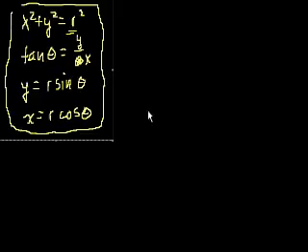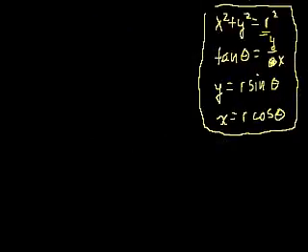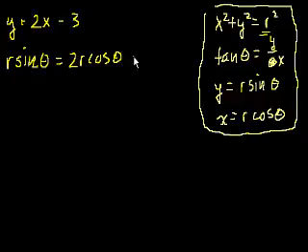Let's do another one. Then we cut and paste our toolkit. Look at that. All right, next one. So it says y is equal to 2x minus 3. Well, we can do the same thing. We know what y and x are in terms of r and theta. y is equal to r sine of theta. So let's write that: r sine of theta is equal to 2 times x. Well, x is r cosine of theta. r cosine of theta minus 3.